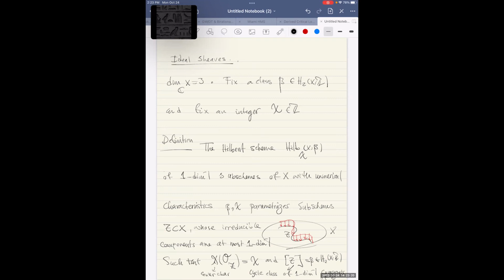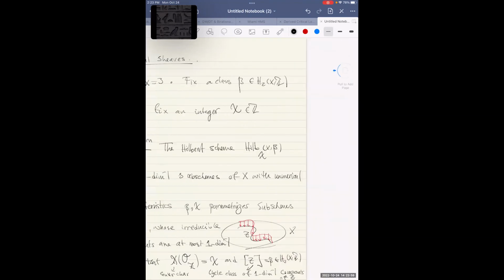Okay. Now, you might say, why is it that this is a curve? Why do I keep saying irreducible components are at most dimension one? I think that's obvious. But why do I say the cycle class of one-dimensional components of Z? What else can be there? The point is that when you look at sheaves associated to subschemes, they could have components, not all of which have the same dimension.